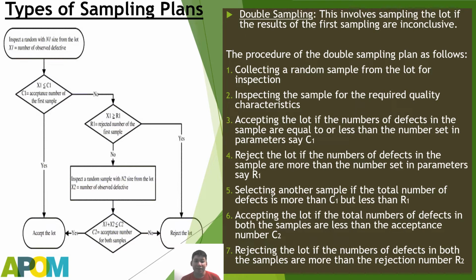The next type of sampling plan is the double sampling. This involves sampling the lot again if the results of the first sampling are inconclusive. This type of plan is commonly used when inspecting products that are manufactured in large batches but where there are no automated processes involved in producing them. So here are the procedures of the double sampling plan.